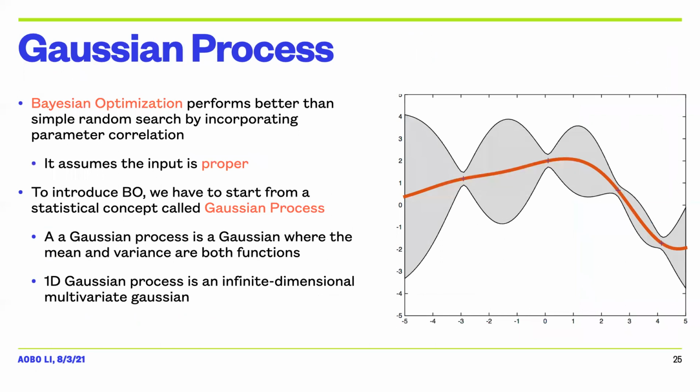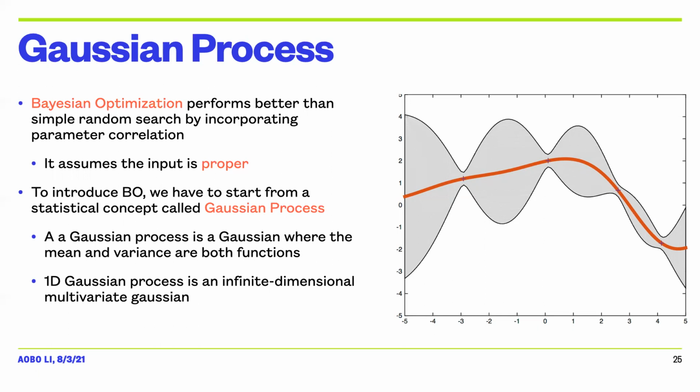The model I would like to talk about today is called Bayesian optimization, and it utilizes a statistical concept called a Gaussian process. Bayesian optimization would perform better than simple random search by incorporating the parameter correlations, because it assumes the input is smooth. That means if your input changes by a little bit, your model's performance will also change a little bit.